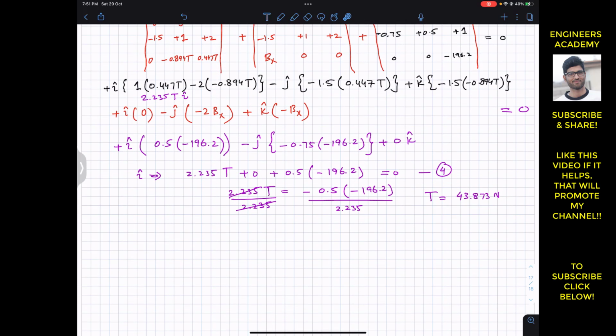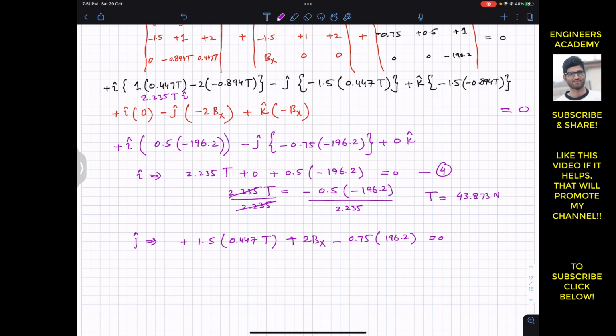Similarly, if we apply the summation of all the j components of all the moments, we will have this minus into minus, this is plus, plus 1.5 into 0.447 t, and the j component of this is minus into minus plus 2Bx, and then this j component, minus into minus is plus, and plus into minus is minus, so minus 0.75 into 196.2, and this will be equal to 0.